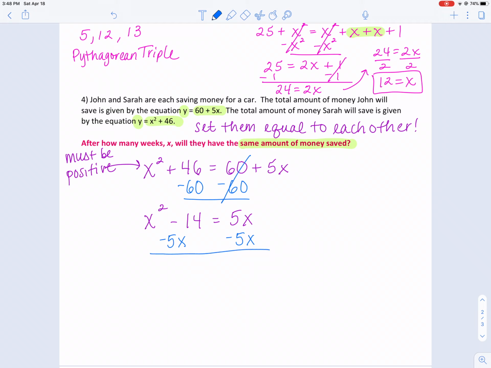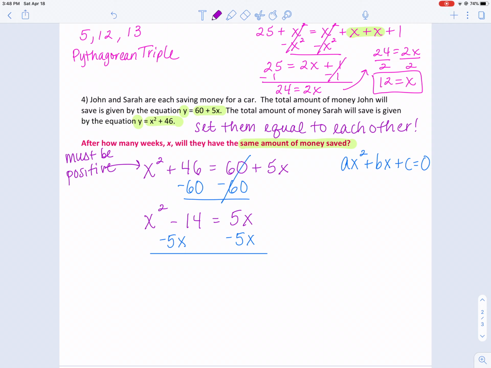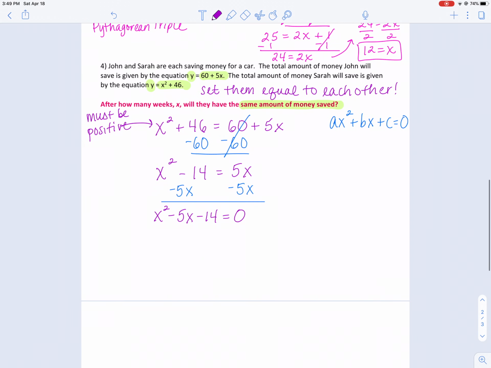This is so important. Remember this standard form, ax squared, then your bx term, then your c, which is your constant, just a number, then equals 0. So look where I'm putting my x term, my bx term, in the middle. x squared minus 5x minus 14 equals 0. And now I have a quadratic. I have a basic trinomial.